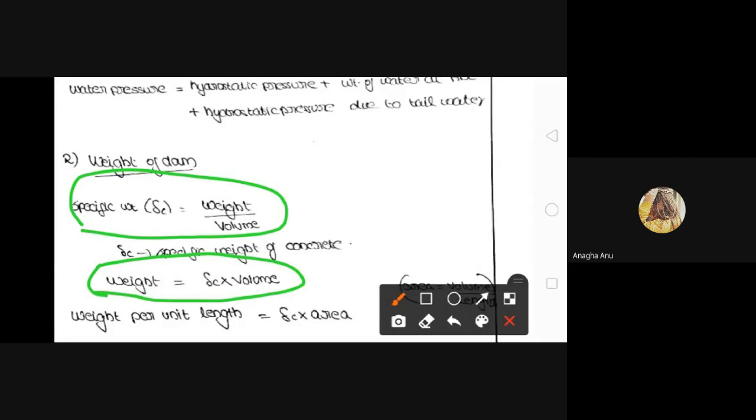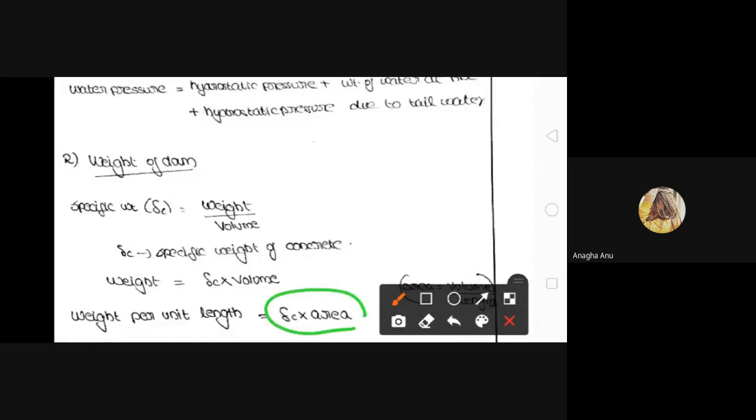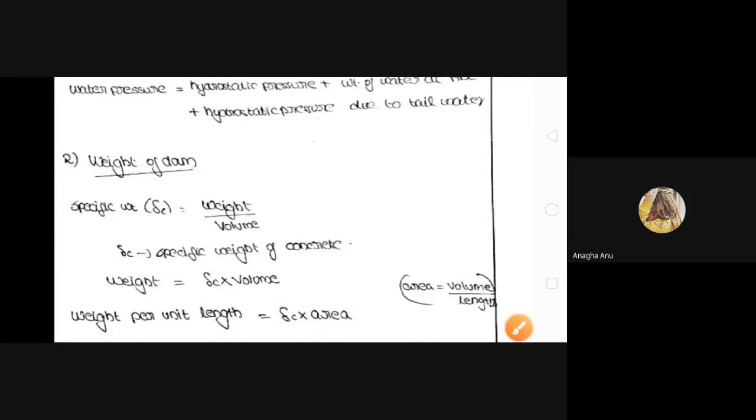Okay, usually in the design we are taking weight per unit length. So in order to find out the weight per unit length, we simply multiply the specific weight into area. Okay, specific weight into area. The first force is water pressure. The second force is weight of the dam. In order to determine the weight of the dam, we simply multiply the specific weight of concrete into volume of the dam. Okay, that's all about the second force.